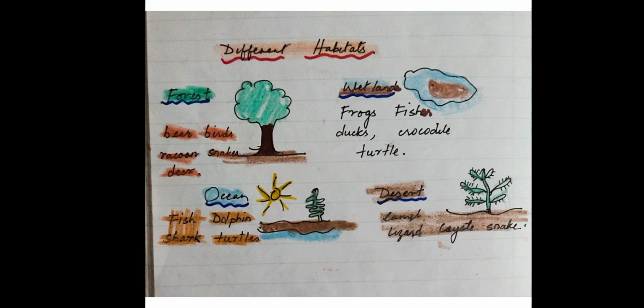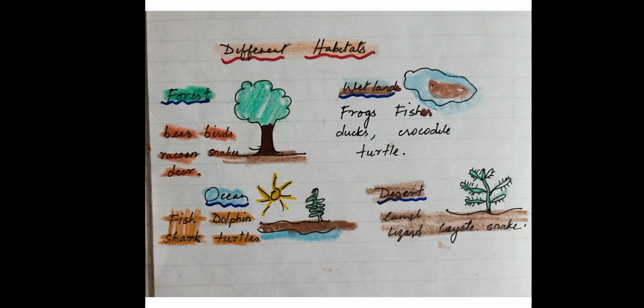There are different habitats. You have forests as one of the habitats. In that habitat, you have animals. You have bear, birds, raccoons, snakes, and deer.